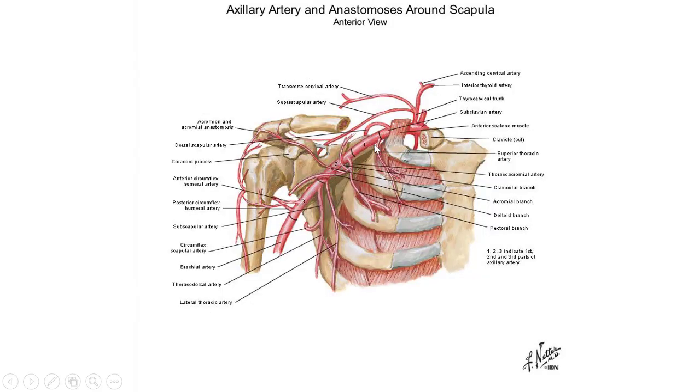Branches from the first part. I told you the branch derived from the first part is one branch named superior thoracic. Superior thoracic supplies the pectoralis major and pectoralis minor muscles. This part is the second part, the posterior. From the second we have 2 branches. One is thoracoacromial.